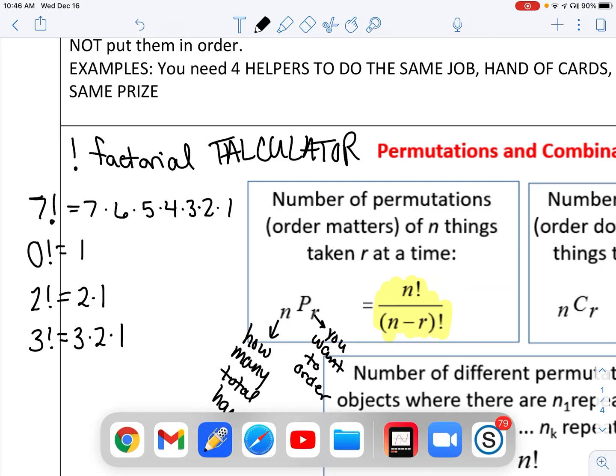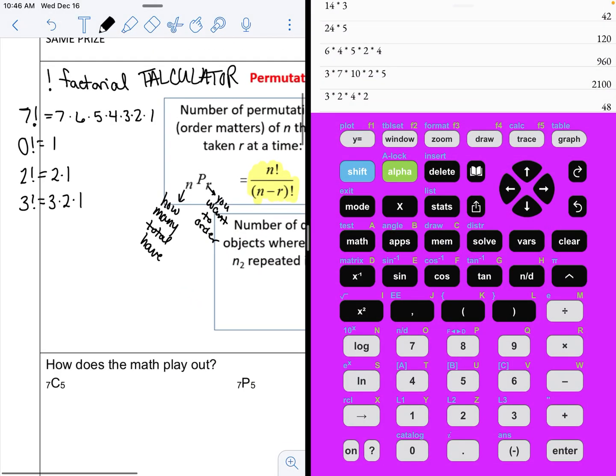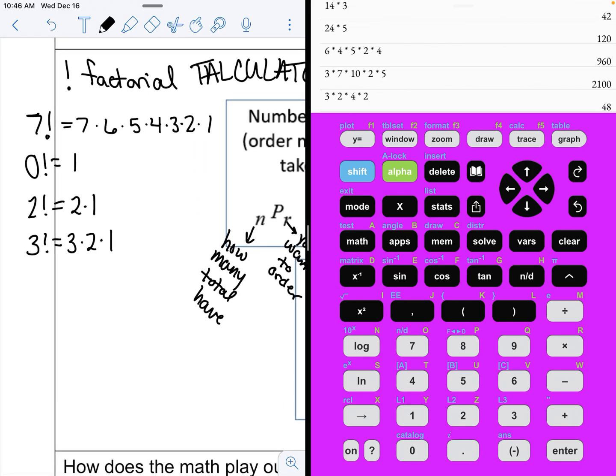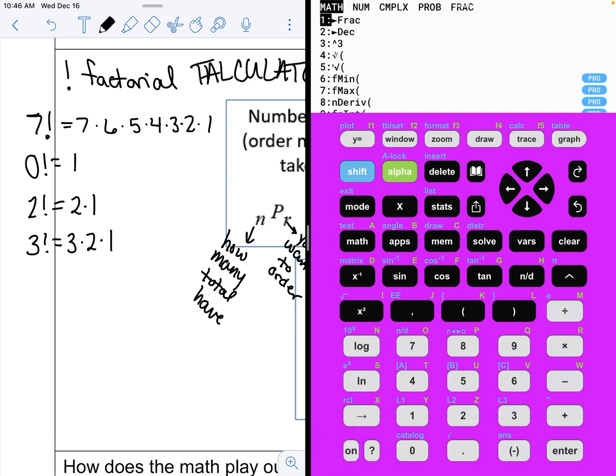Here we go. There you go. So if you want to do factorial, I'll do 7 factorial. You hit 7. Let's clear that out so we have a new screen. 7, and then you hit math. Then you go over to probability. And you can see that number 4 is factorial.